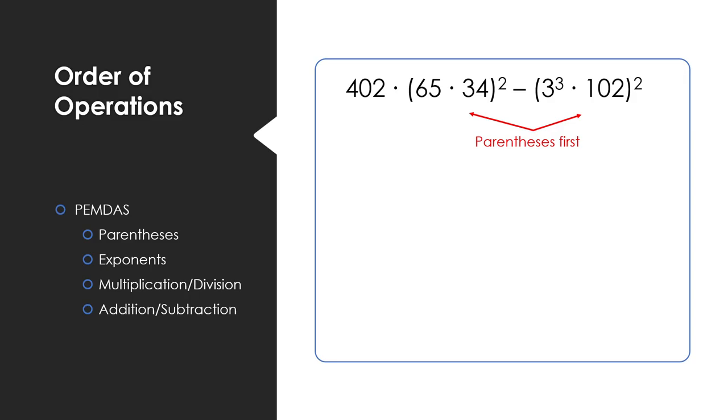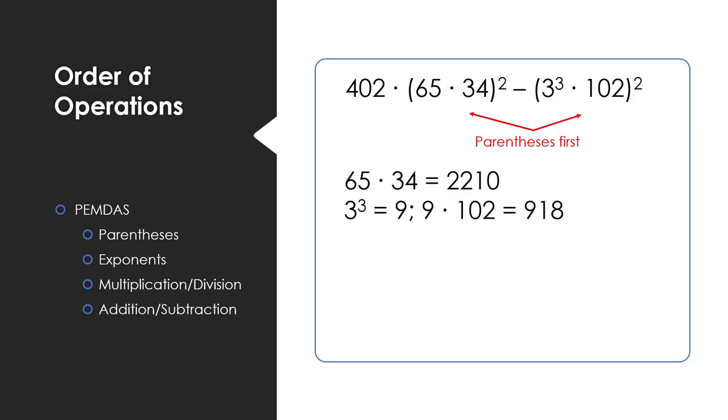So the first term in parentheses, 65 times 34, there's only one operation, so we're just going to do that. But the second term, we have 3 cubed times 102. Exponents come before multiplication and division, so we're going to do the exponent first and then do the multiplication. So the first term, 65 times 34, is equal to 2210. The second term is 3 cubed, which is 9. 9 times 102, which is 918. So we simplify that equation.